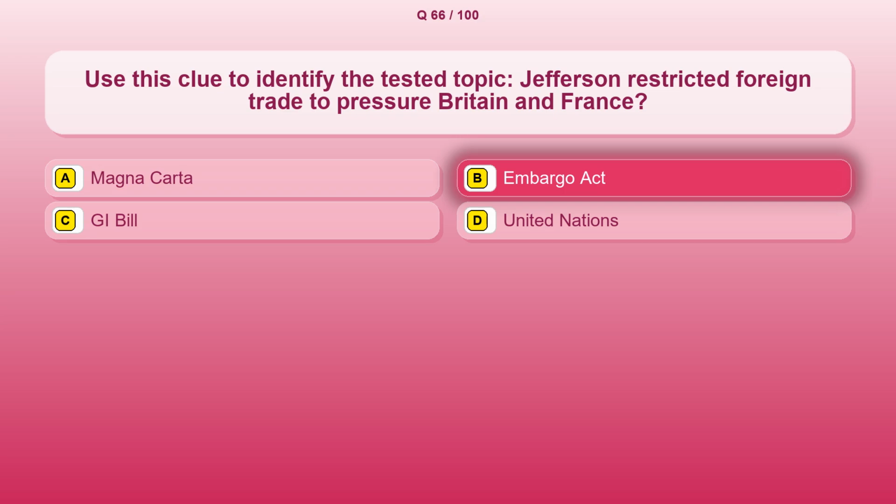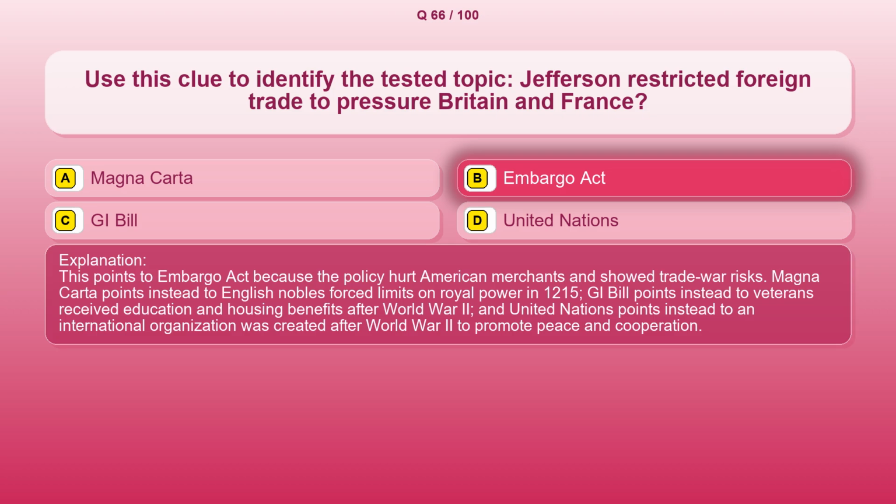The correct answer is option B, Embargo Act. This points to Embargo Act because the policy hurt American merchants and showed trade minus war risks. Magna Carta points instead to English nobles' forced limits on royal power in 1215. GI Bill points instead to veterans received education and housing benefits after World War II, and United Nations points instead to an international organization was created after World War II to promote peace and cooperation.